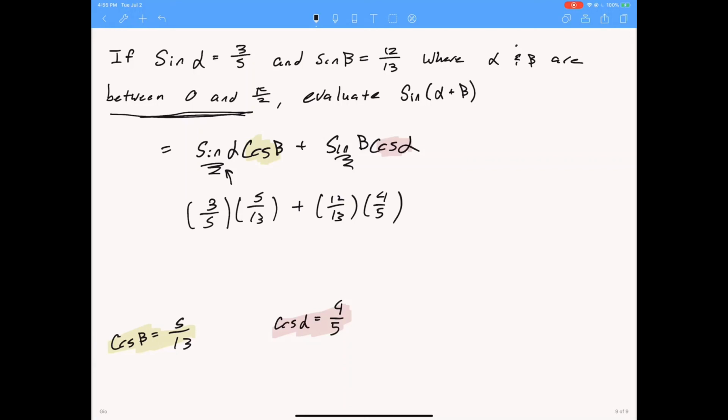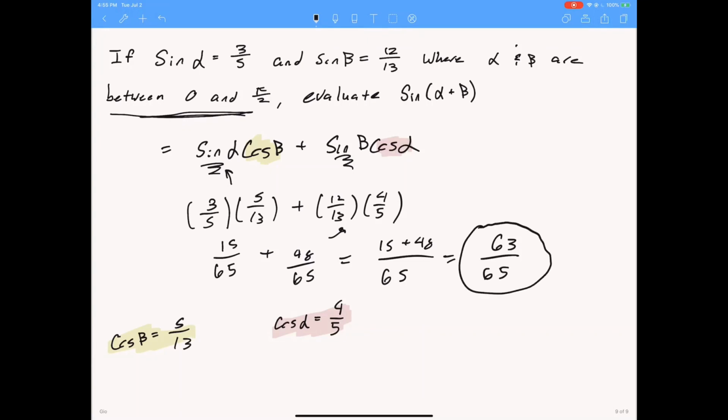So we have 3/5 times 5 over 13. That is 15 over 65. Plus, and then these two fractions will multiply to 48 over 65. So we have a common denominator, 65. Numerator, we just have 15 plus 48. And that will give us 63 over 65. And that's our final answer.